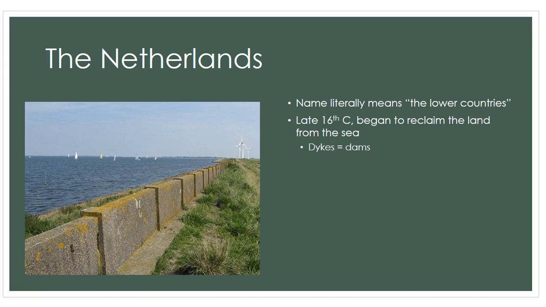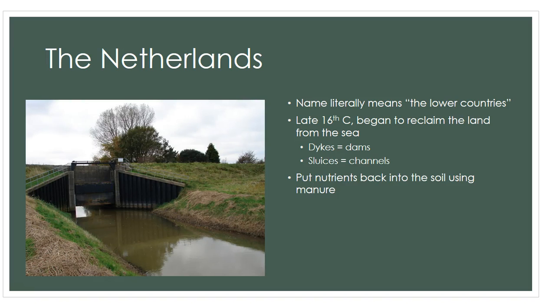Two of the main methods that the Dutch used were dikes, which are a type of dam or levee, to hold off water. And here you can see how the land is actually below the sea level, and the dike is holding the sea off that land. And sluices, which are channels with gates that help control water flow.